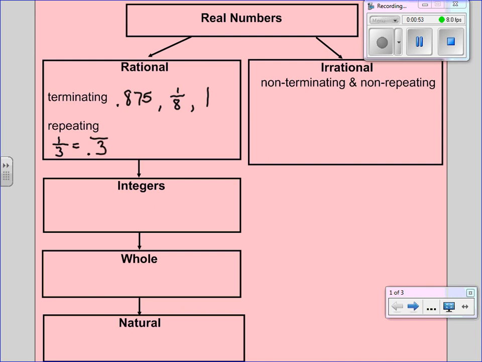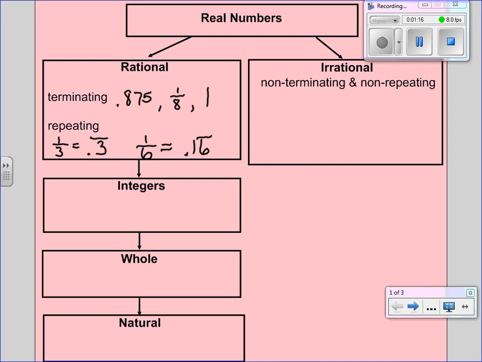Another example would be 1/6. If you use your calculator to get the repeating decimal, you would just do 1 divided by 6. When you press the equal sign, you'll see 0.1. And then you'll see the 6, and the 6 is what repeats. So when we write it, we'll just put the bar above the 6. So all rational numbers are considered real numbers.